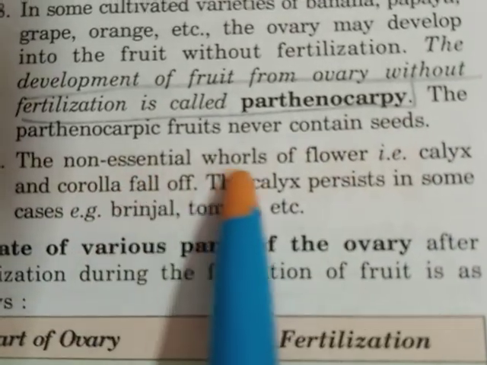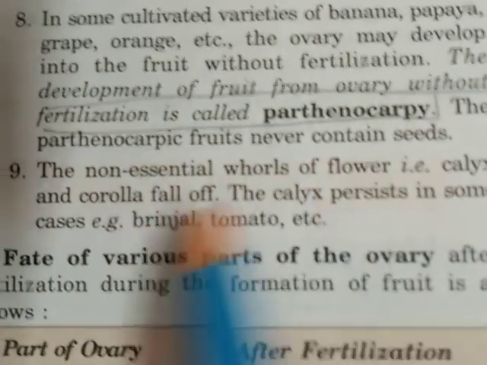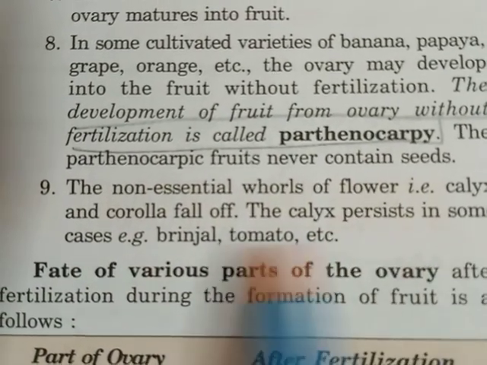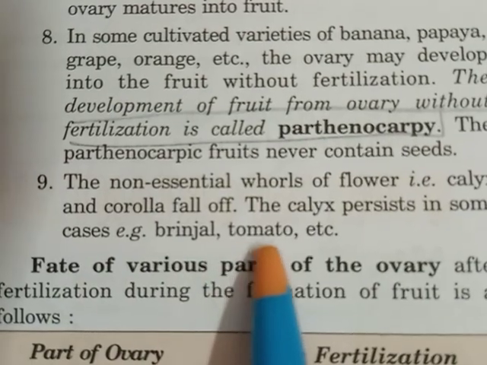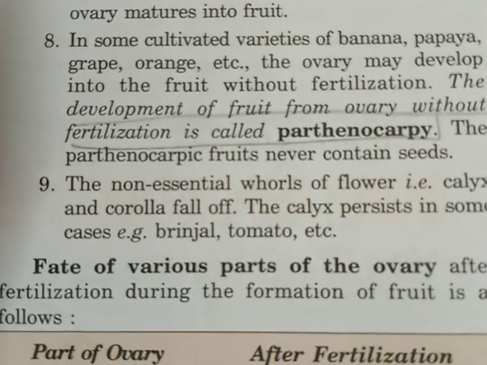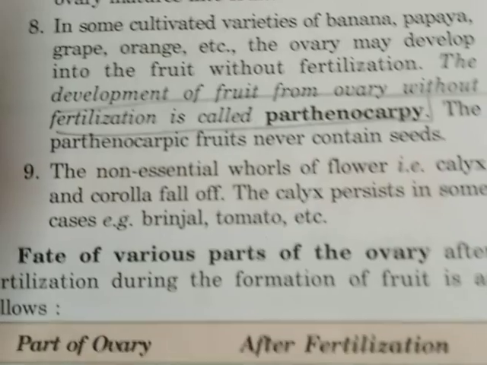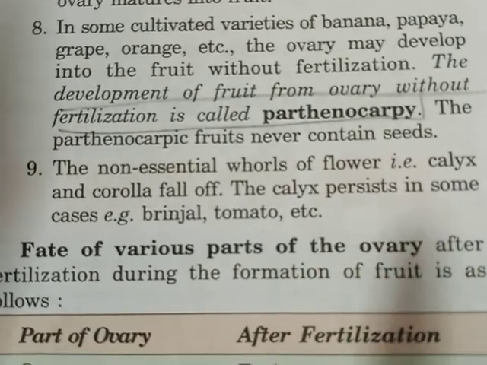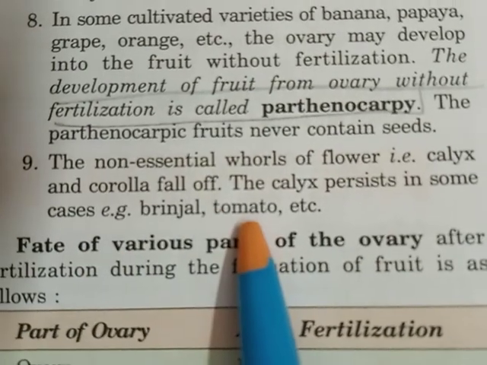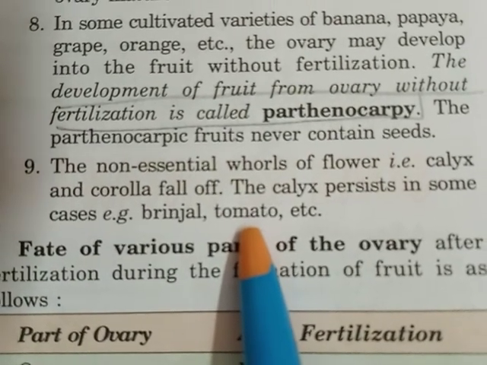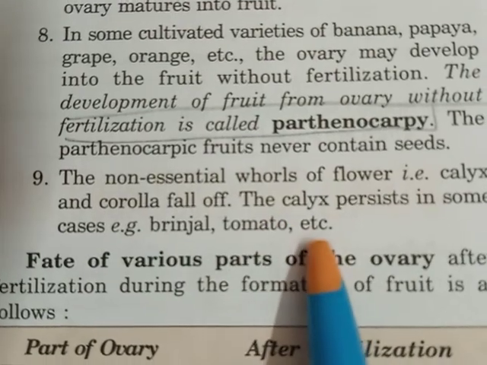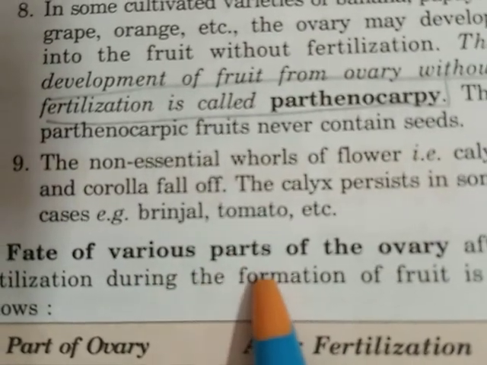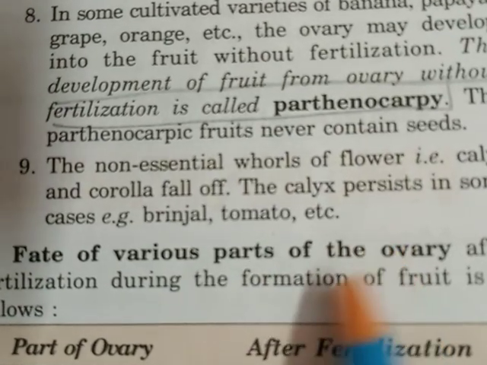The non-essential whorls of the flower, that is calyx and corolla, fall off. The calyx persists in some cases, for example brinjal, tomato, etc. So the non-essential parts which do not take part in the process of fertilization, that is calyx and corolla, fall off, or we can say they wither. The calyx persists. In brinjal, you have seen the persisting calyx. In tomato also you can see the persisting calyx.